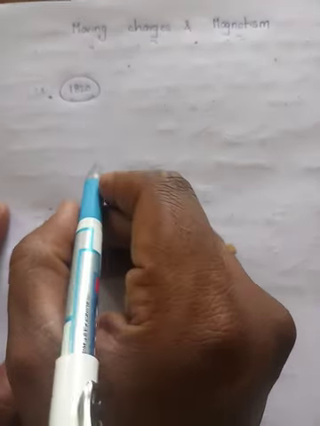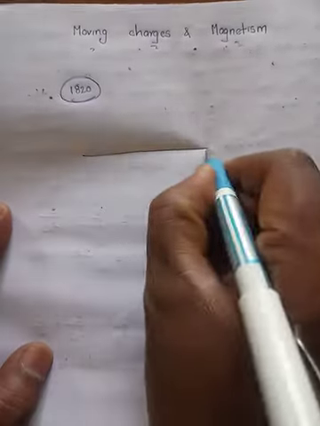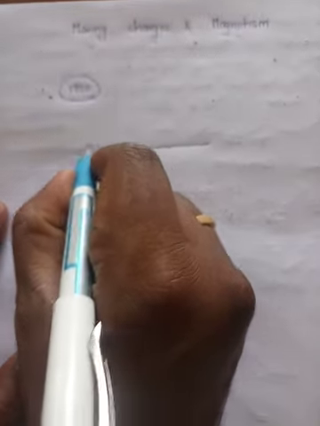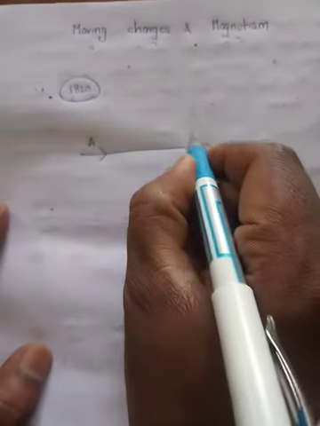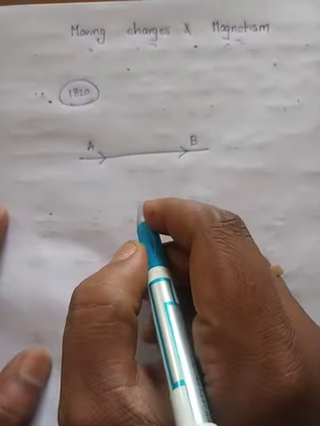in 1820, Christian Orsted was performing an experiment. At that time he observed an experimental phenomenon that he had never observed previously. He was doing work on circuits. So let us take a circuit. In this circuit the current is flowing from A to B.